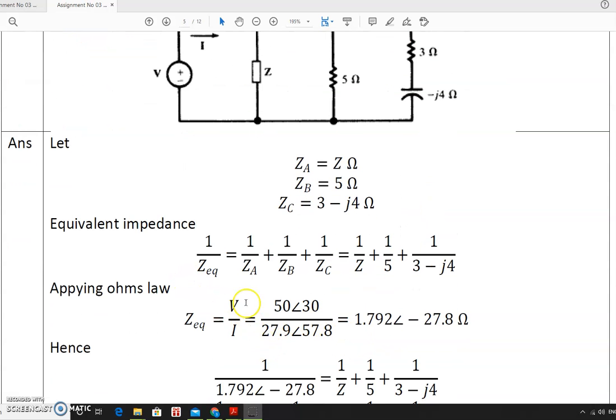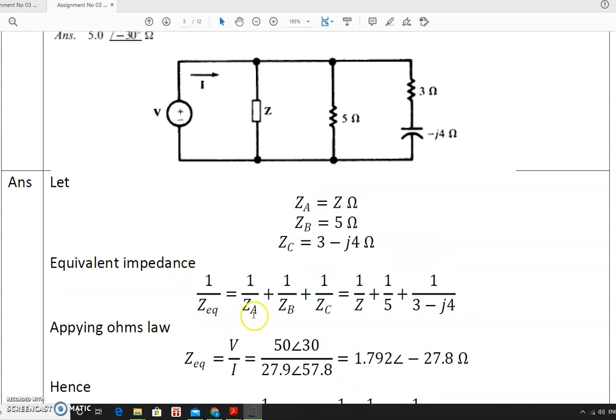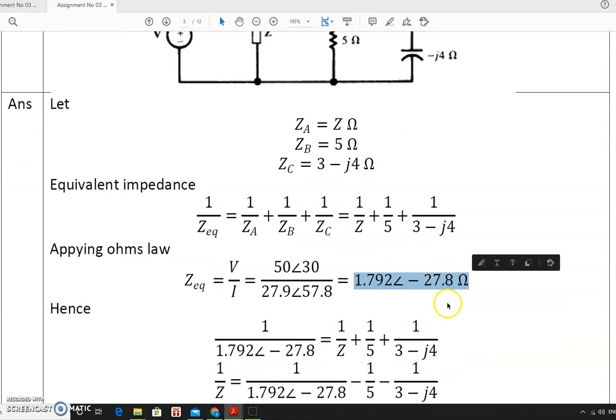So how will we calculate the equivalent impedance in a parallel circuit? 1 upon Z equivalent is equal to 1 upon ZA plus 1 upon ZB plus 1 upon ZC. That is equal to 1 upon Z plus 1 upon 5 plus 1 upon 3 minus J4. We will keep it as it is. How will we calculate the Z equivalent? Z equivalent is equal to V upon I. So V phasor upon I phasor, 50 at an angle of 30 divided by 27.9 at an angle of 57.8. So we will get this Z equivalent is equal to 1.792 at an angle of 27.8 ohm.